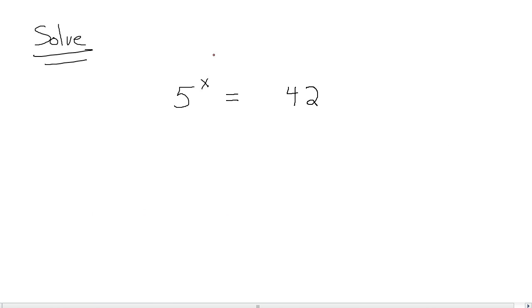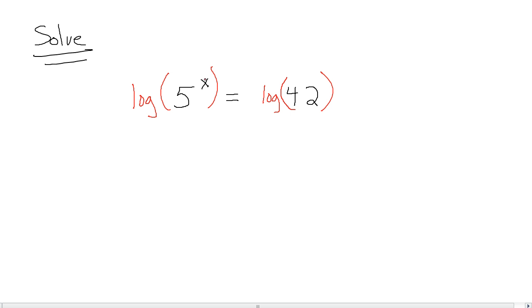Okay, here's an example of a problem in which you cannot make the bases the same, because 5 and 42 cannot be written with the same base. If that's the case, then you need to use logs to solve it. So, to do that, what you need to do is take the log of both sides, and frankly it doesn't matter if you use the natural log or the common log. I'm just going to use the common log. I'm going to take the log of both sides. So I'm taking the log of this quantity and the log of this quantity.